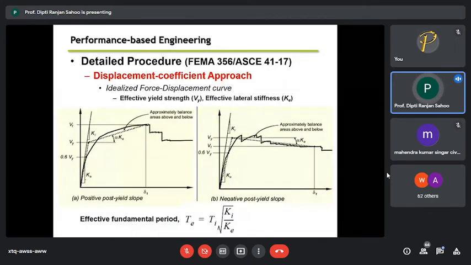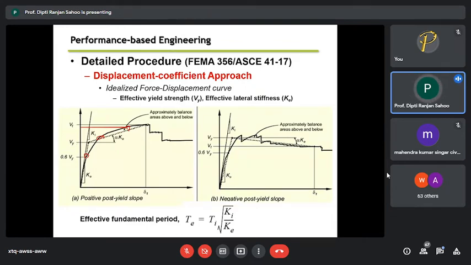Particularly if you're following the SAP. So you apply 10 mm, 15 mm, 20 mm, 25 mm, like this. So you will get one point corresponding to 10, 15, 20, like this. Now from this, one has to find out what is the yield strength.